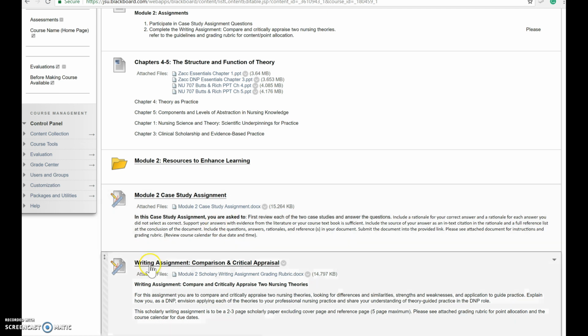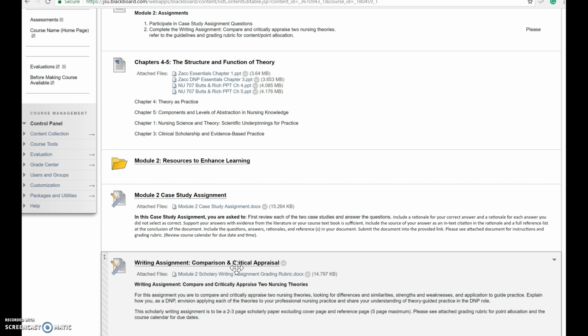Then the second one is a writing assignment, and it is called a comparison and critical appraisal. For this, there are several things that you need to include. This is not a long writing, but it does include scholarly writing in it.